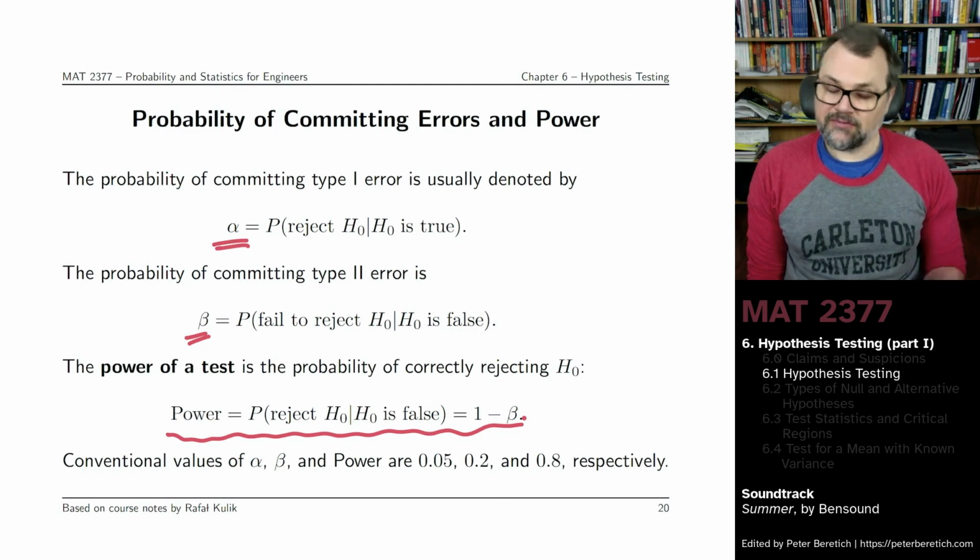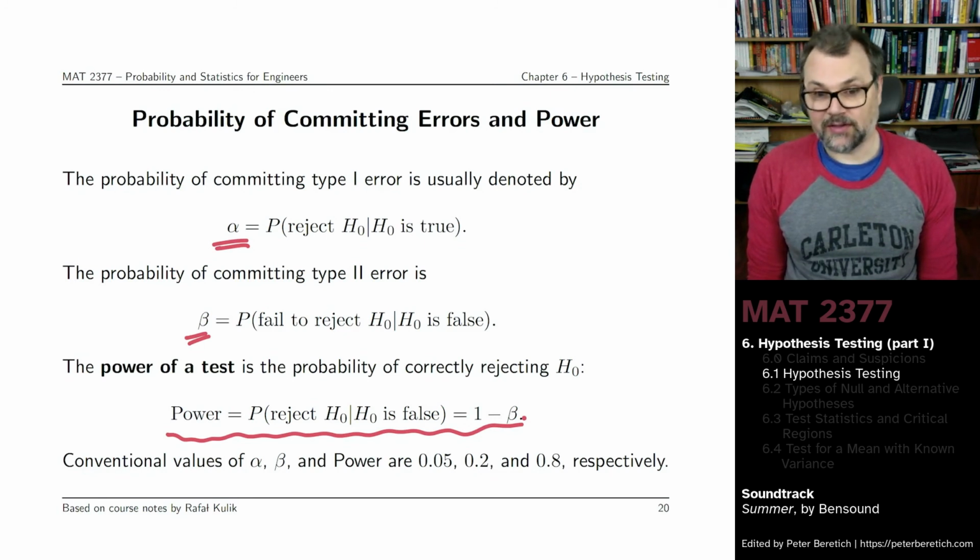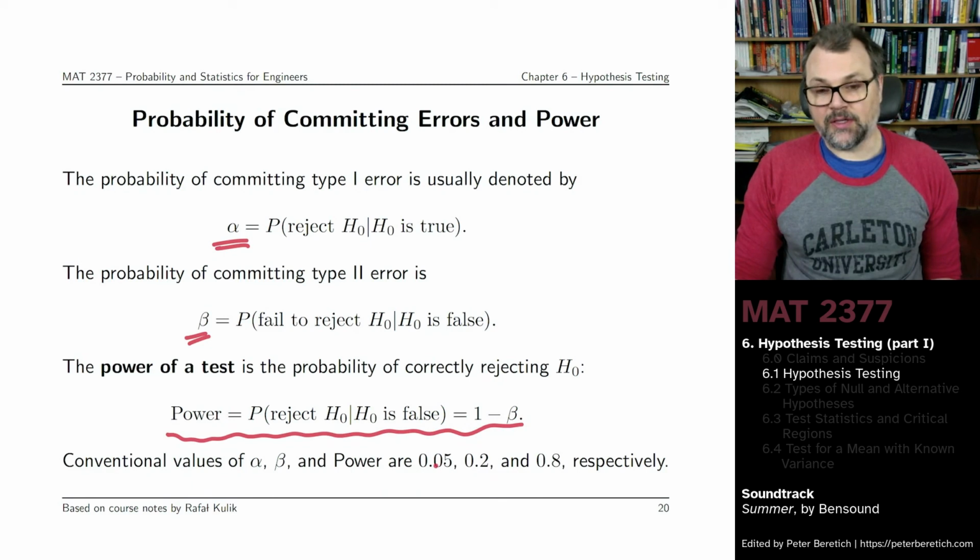Values of beta often are going to be 20%, and then values for the power then would be 80%. You can think of this as alpha being a quarter as large as the probability of committing a type 2 error, which is yet again a quarter as large as the power of the test.